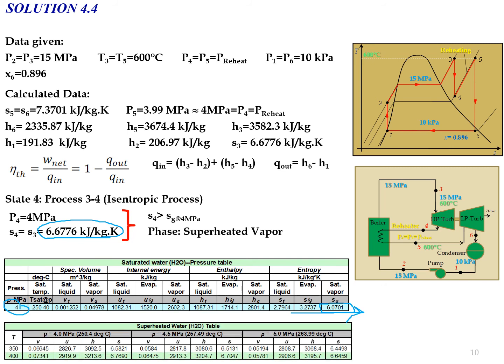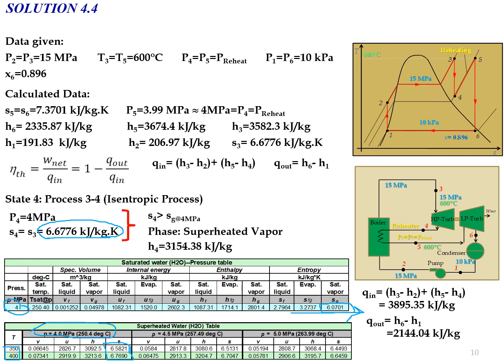So we go into the superheated water table at the pressure of 4 megapascal and entropy of 6.676, which is in between the temperatures of 350 and 400 degrees Celsius here. So we need to do interpolation to calculate the values of h and also s. From the value of h4, we can calculate Q in, since we already have enough information, and Q in is equal to 3895.35 kilojoule per kg.